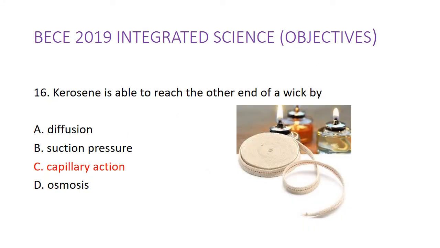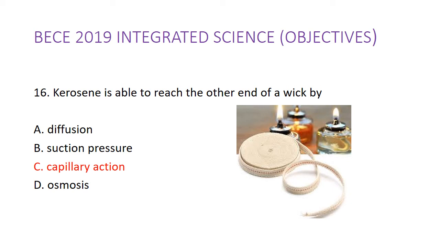Then question 16, kerosene is able to reach the other end of a wick by what? Its capillarity, or capillary action. A wick is normally used in lamps. The wick is inside the container, and normally you have kerosene or some fuel around it. The fuel will penetrate through the wick by capillarity, and then it will give off the fire outside. It's just the way the old lantern lamp works.